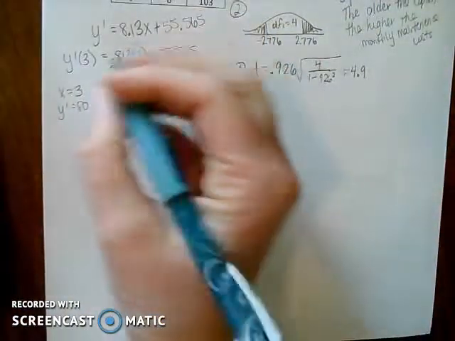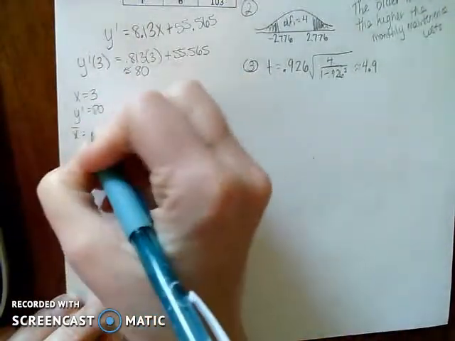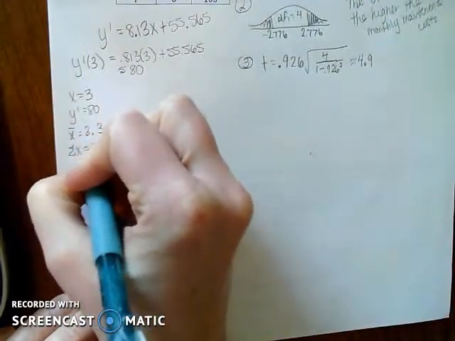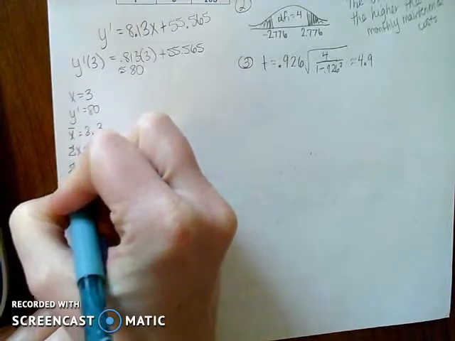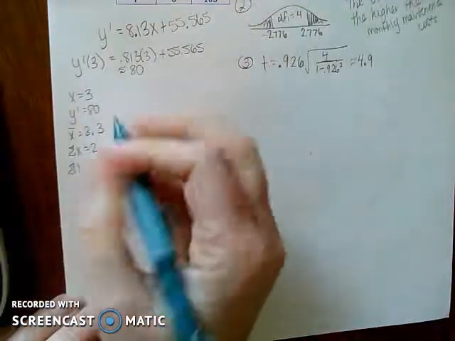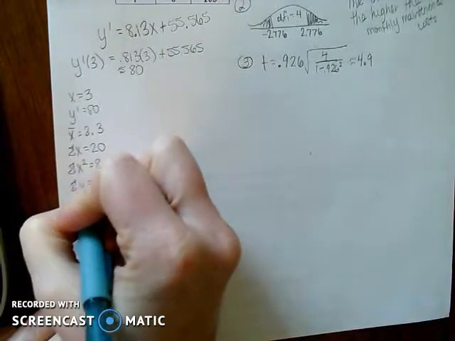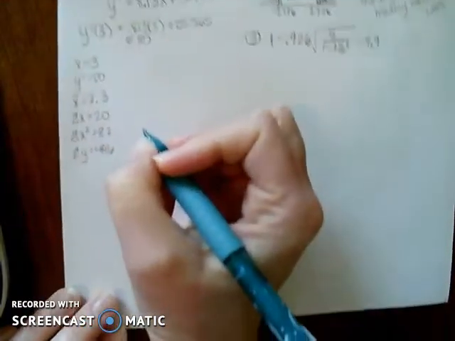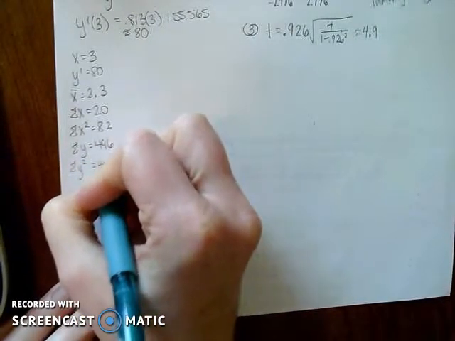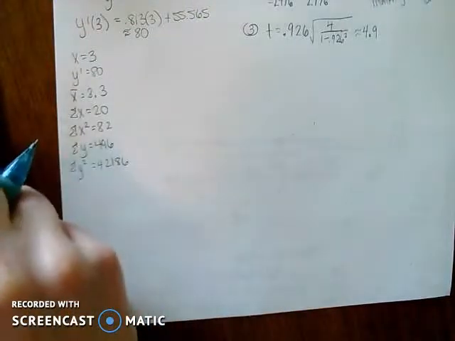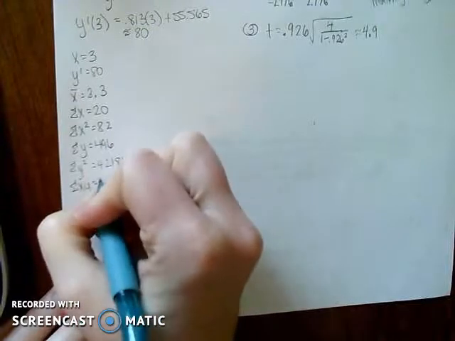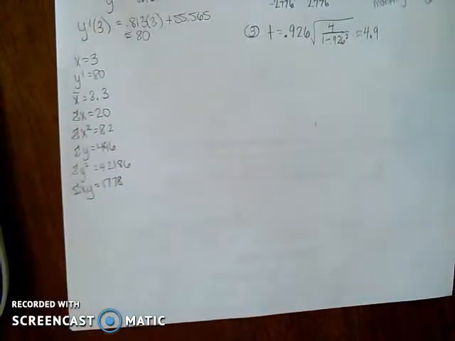We need to know x bar is 3.3. The sum of x is 20. The sum of x squared is 82. The sum of y is 496. The sum of y squared is 42,186. And finally, the sum of xy is 1778.